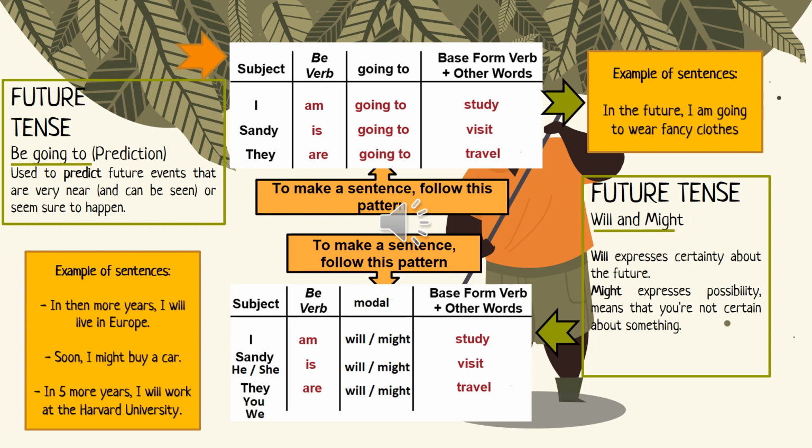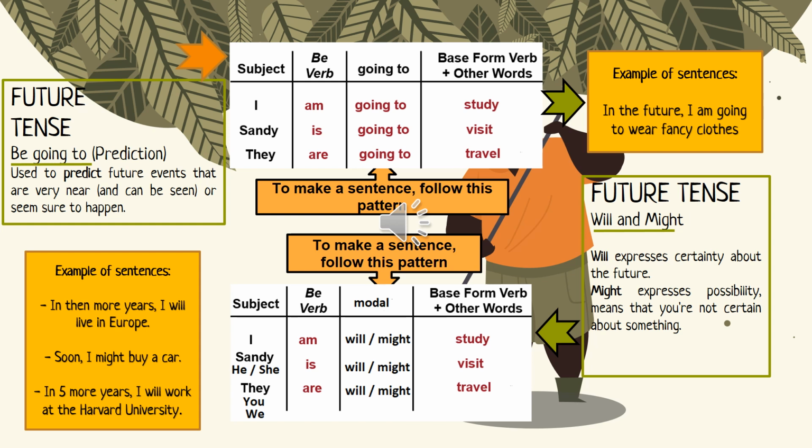Or we can use future tense with will and might. We use will to express certainty about the future, and we use might to express possibility. That means you are not certain about something.